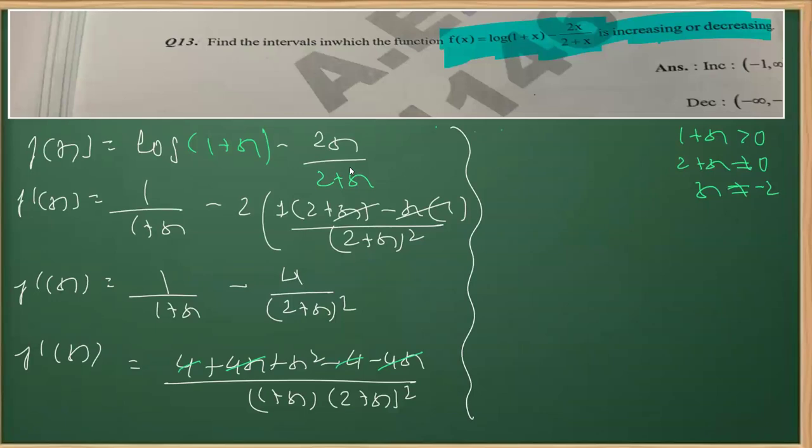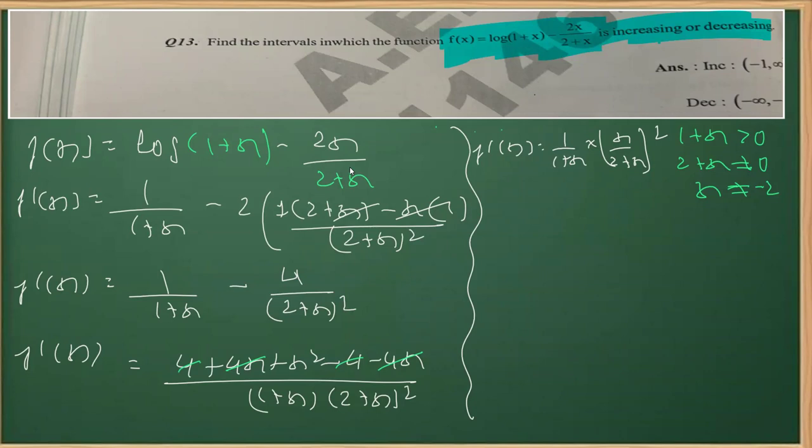And writing in the simplified form, we get f'(x) as, I'm separating 1 over (1 + x) and into x over (2 + x) whole square. Actually, what I did, I wrote the square term together and the other term together.